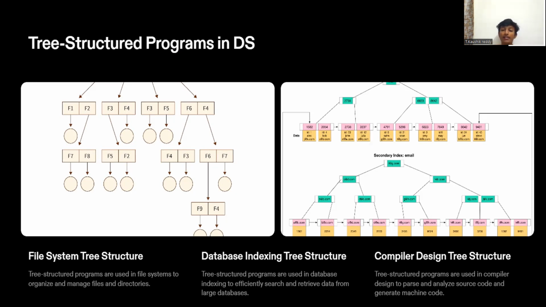So, in compiler design, the compiler first analyzes the source code and generates the machine code. Basically, here the compiler parses and analyzes the source code and generates the machine code.